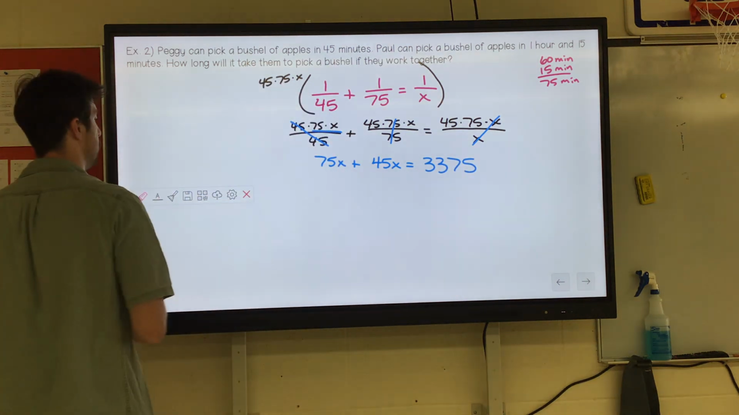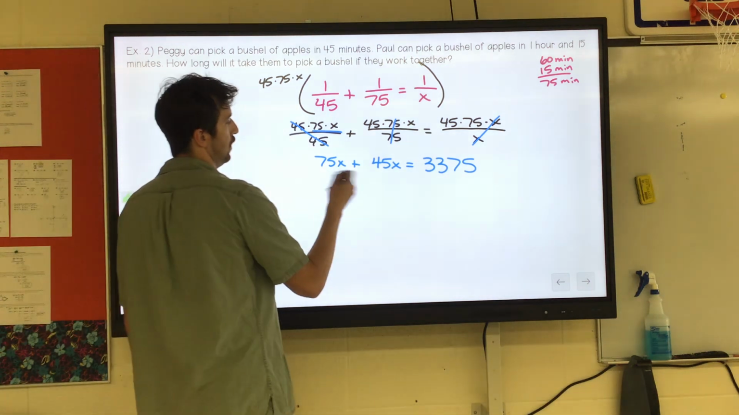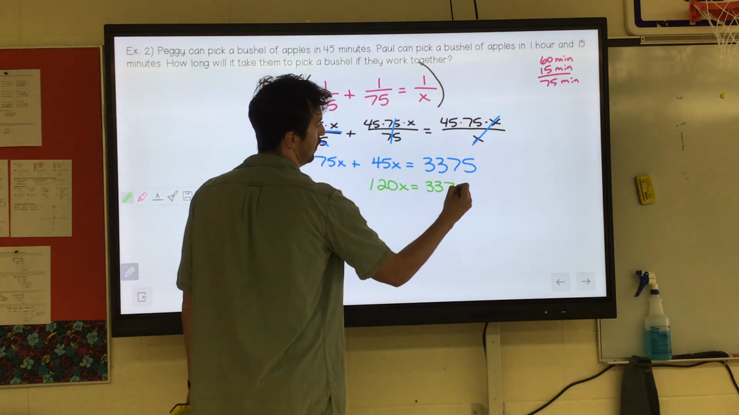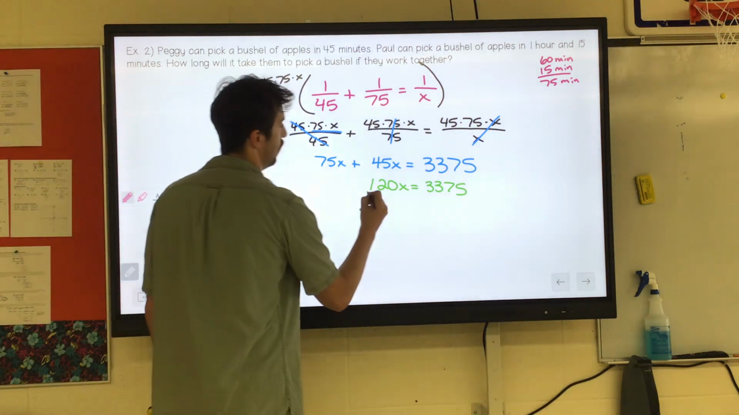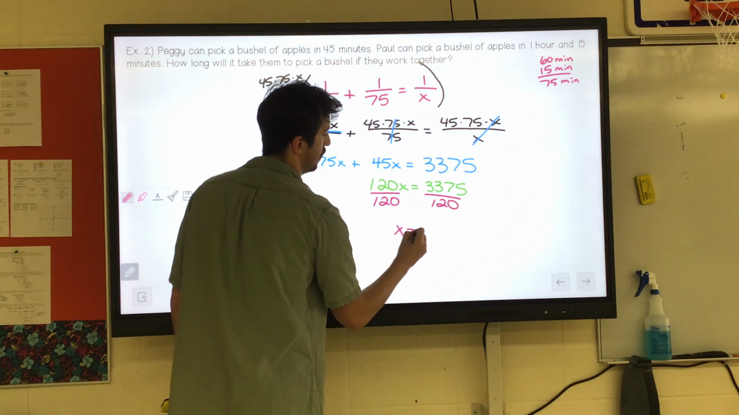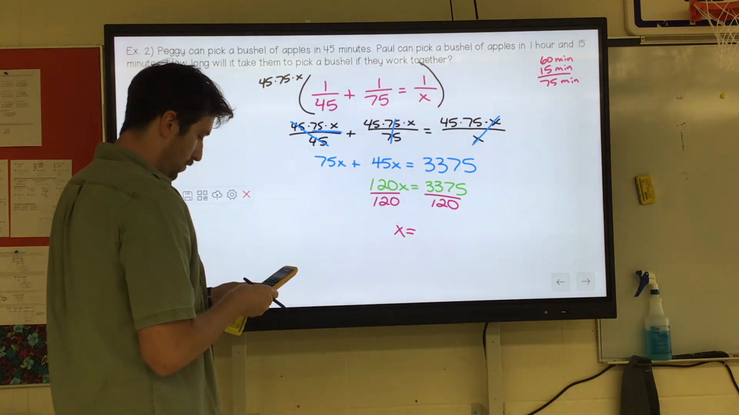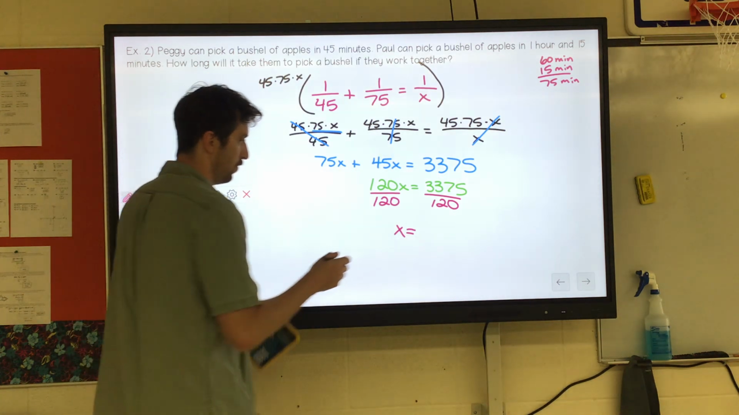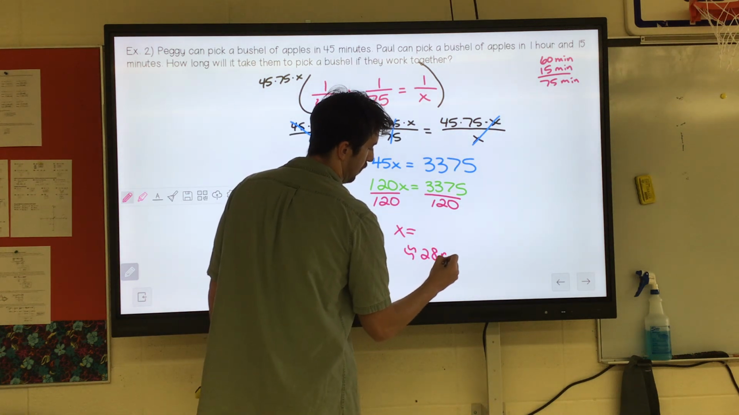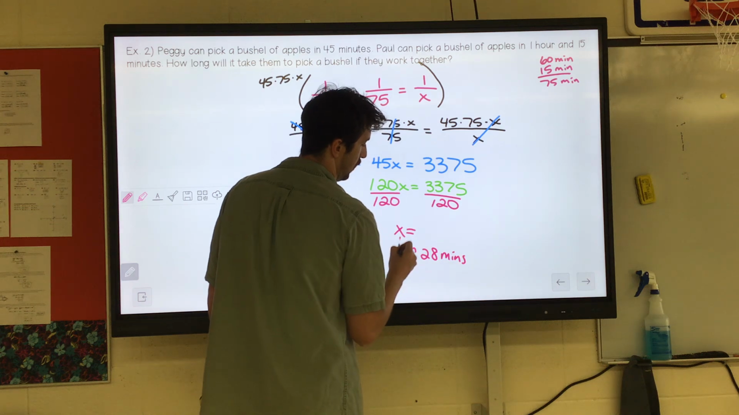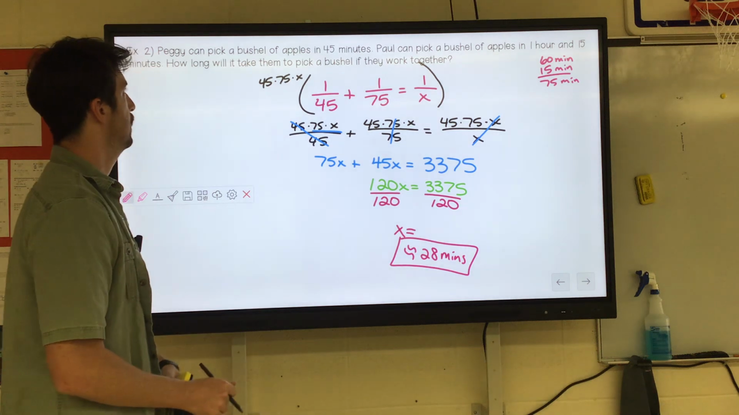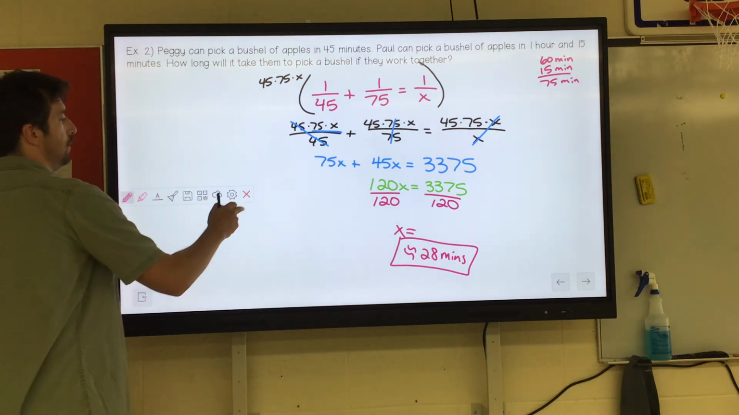Wow. So if we combine our like terms here, that would give us 120x equals 3,375. And then we divide by our 120, and we'll get a decimal. Divided by 120, 28.125. So let's say approximately 28 minutes. That's cute that they're working together like that to pick those apple bushels. That's nice. All right, we have one more.